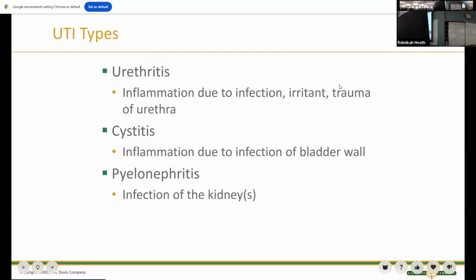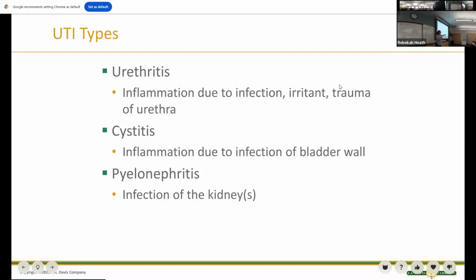So ureth. What do you think? It's on here, right? What is ureth referring to? The urethra, right? So many of these medical terms, if we don't know what they mean, we can use word building to find out. So urethritis is an infection of the urethra, just the urethra down here. It hasn't actually traveled up to the bladder or gone anywhere else. It's just the urethra.